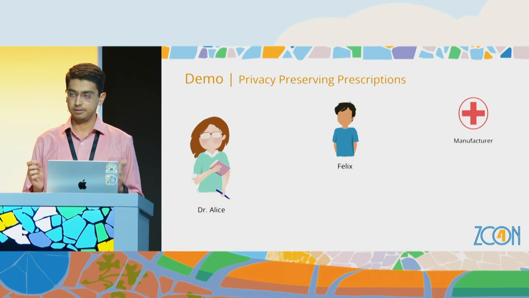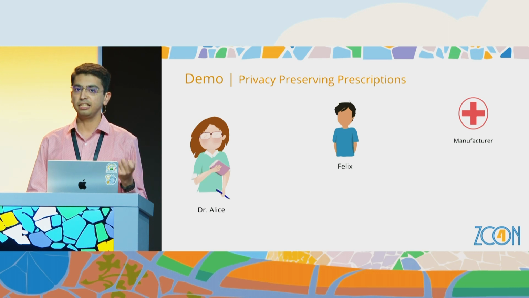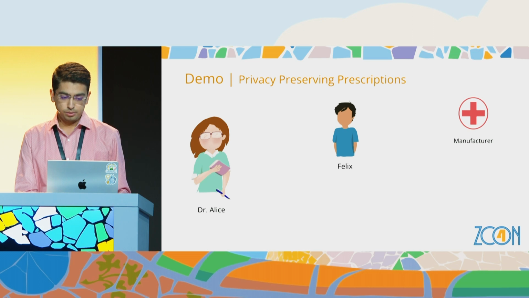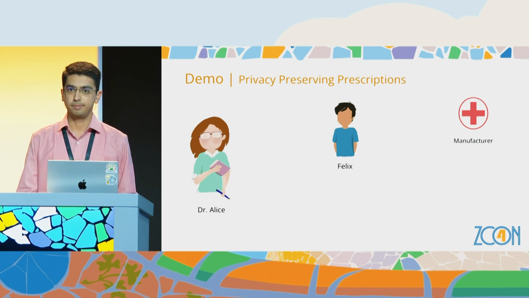This is a use case for privacy-preserving prescriptions. We consider that we have three parties here. One is Alice, who is a doctor, and Felix is her patient, who she meets over telemedicine once in a while. Felix has some condition that is managed using a very specific drug, which can only be obtained directly from the manufacturer. So how can we go about doing this in a way that preserves the privacy of Felix specifically?